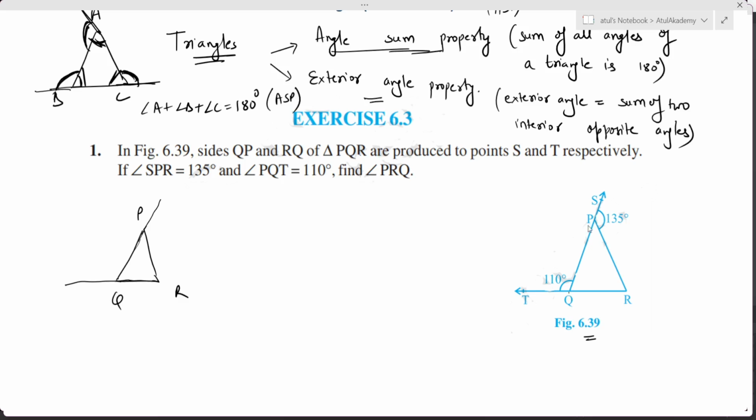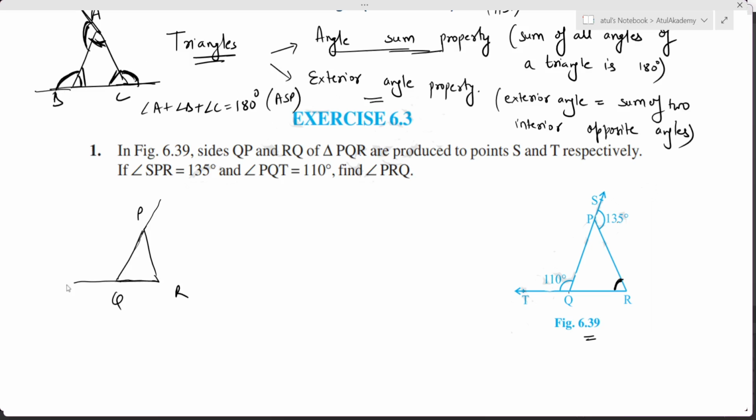So here QP is going to S and RQ is going to T, and they are making a few angles. The angles are also given: SPR is 135 and PQT is 110. They are saying that you have to find PRQ. You need to find this angle. So how to do this? Which property are we going to use in this figure?